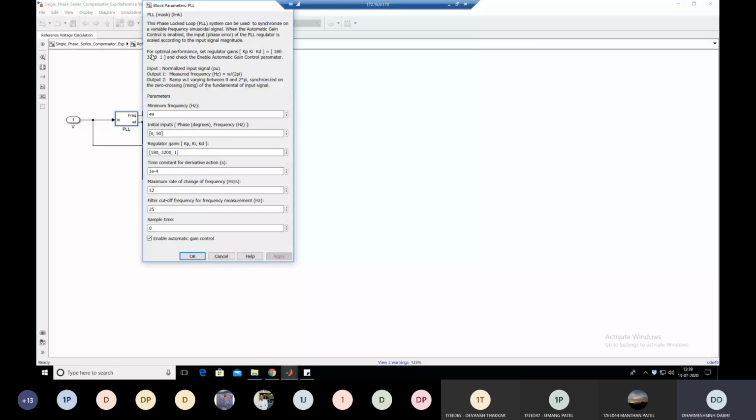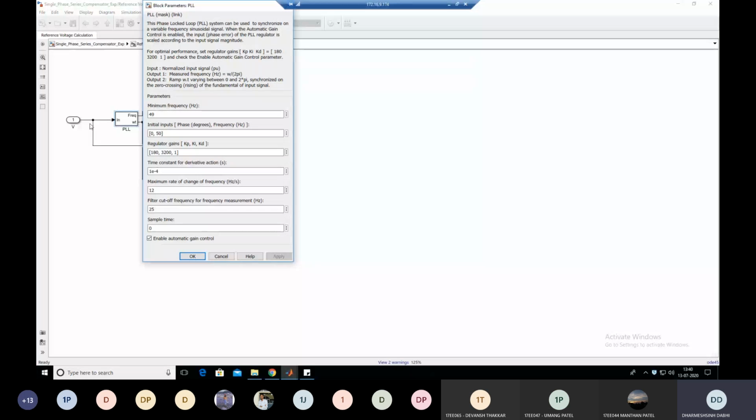You can see here that for optimal performance, set the regulator gain Kp, Ki and Kd to 180, 3201. So that's why we put it here. So that provides the optimal regulation. And check the enable automatic gain control parameter. So that's why here we enable it.